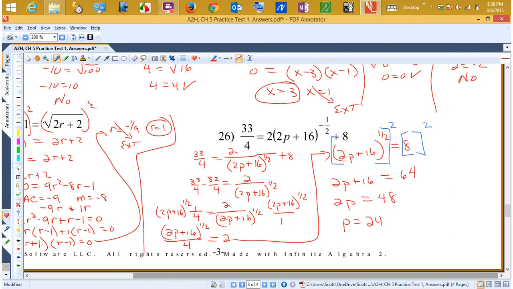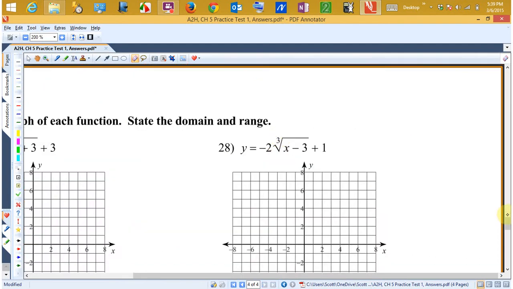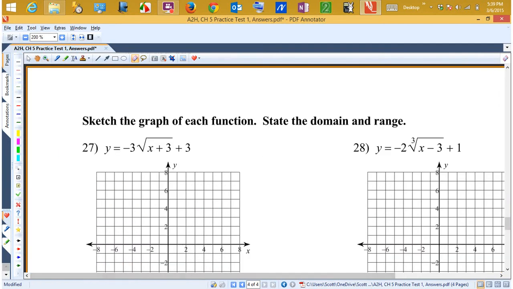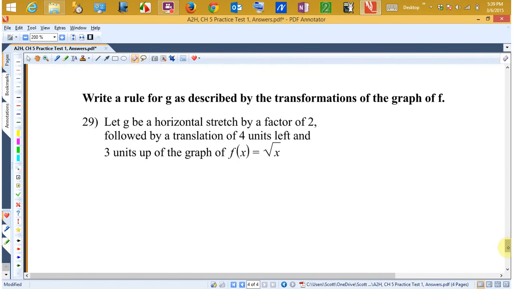And if we check that out, I guess I have enough room here. Actually, if you check it, it's going to work. So I'll let you do the check, but you're just going to put 24 in for p, and it's going to come out. So let's go to the next one. Okay, sketch the graph of each function. How much more of this do we got left? Actually, that's the end of that page, so let's stop the video right there.